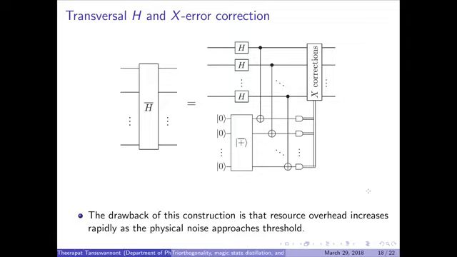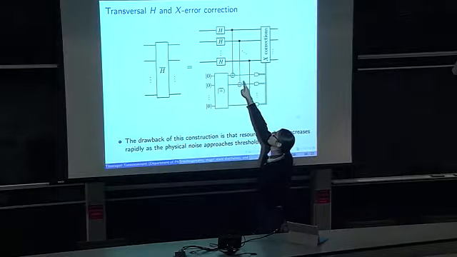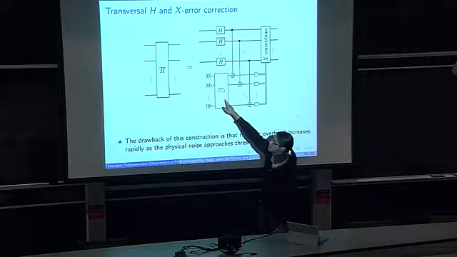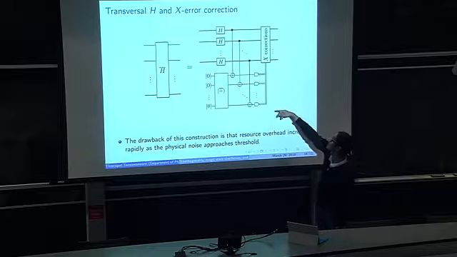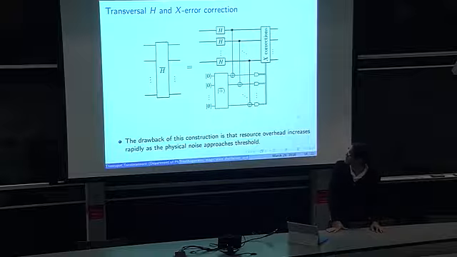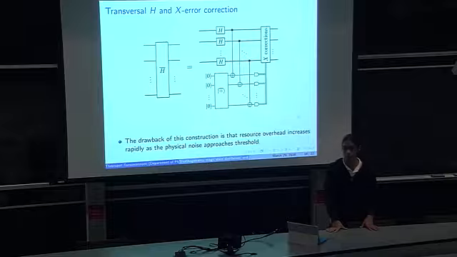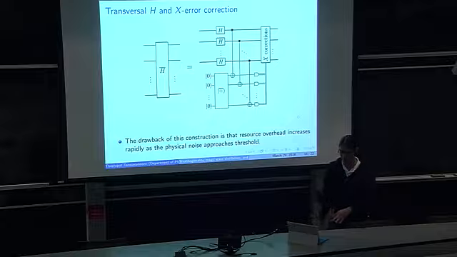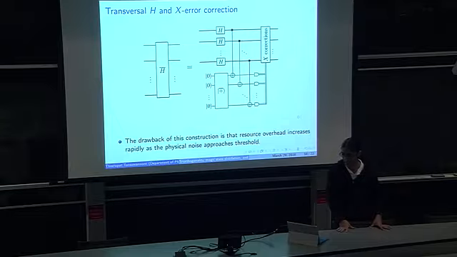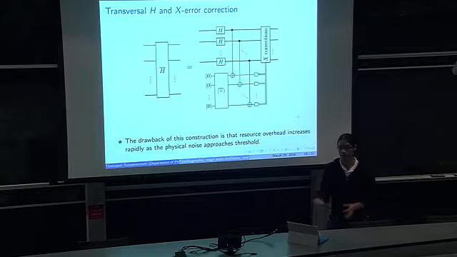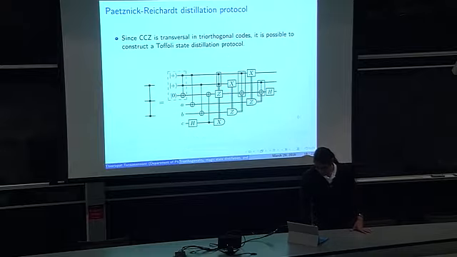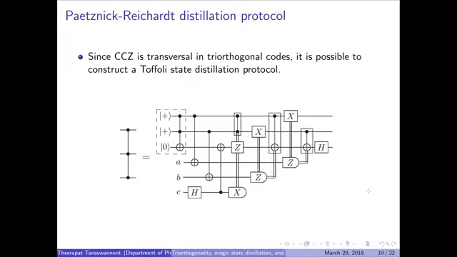So here is the circuit. We apply a transversal H here, and then apply a controlled-Z transversally on the encoded plus state, perform a measurement, and then X error correction. So they found that universal quantum computation using only transversal gates and error correction is possible, but it is not good, because when the physical noise approaches the threshold, the resource overhead increases rapidly. So there is another protocol that they suggest in their paper. The idea is quite similar.